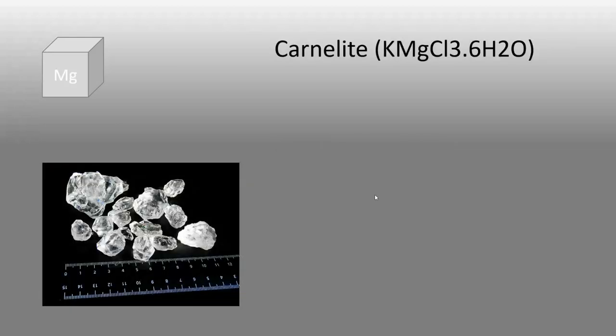Just remember it. The next ore of magnesium is carnallite. Carnallite is evaporative in nature, because when you put it in the normal atmosphere, it will evaporate in some time. Here we can get potassium as well as magnesium.